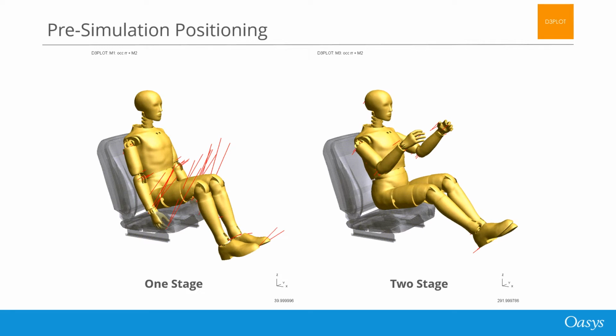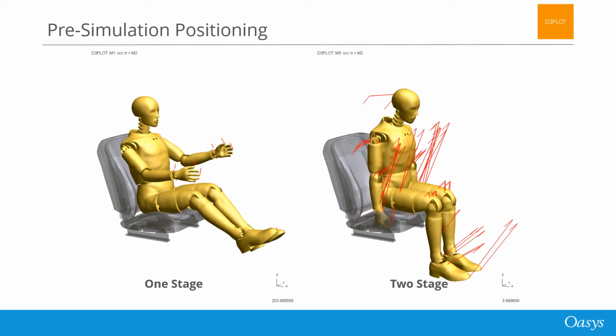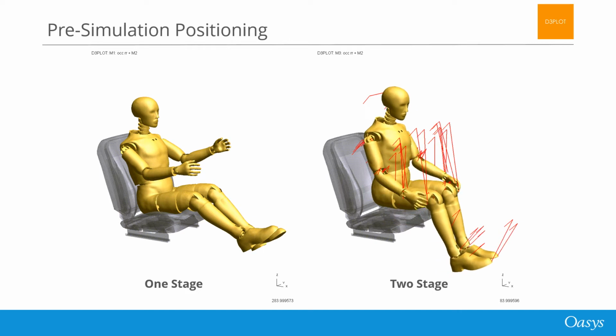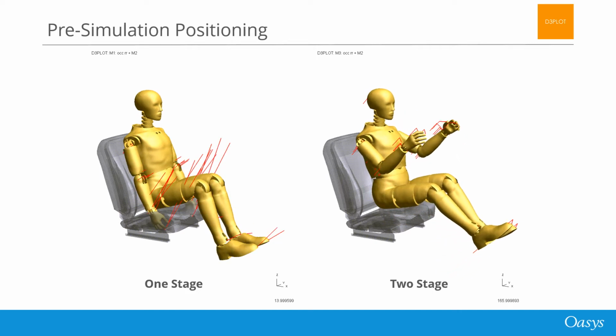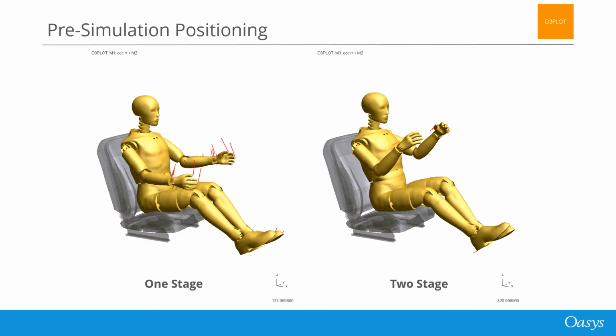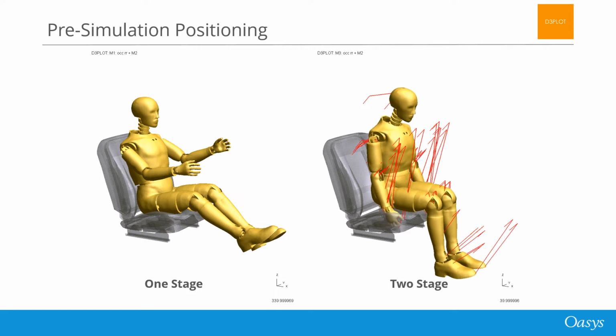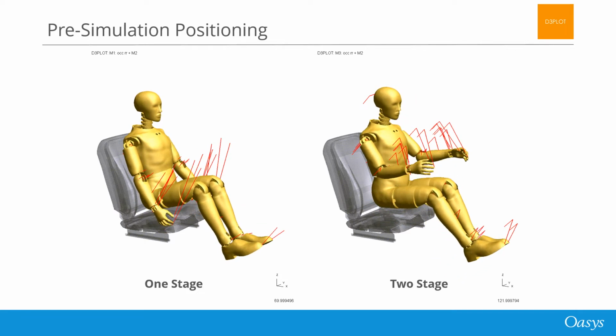Here, we have two examples of positioning analysis. The first one is a one-stage analysis. This means we have just created one set of cables to pull the dummy into position. You can see here that the dummy is moved into the seat, squashing the seat foam, at the same time the arms and legs are moved into position.